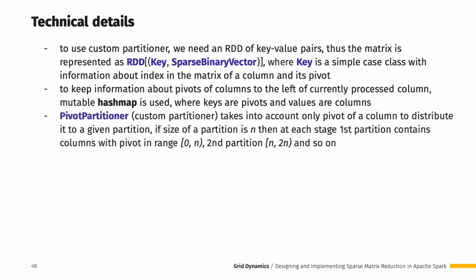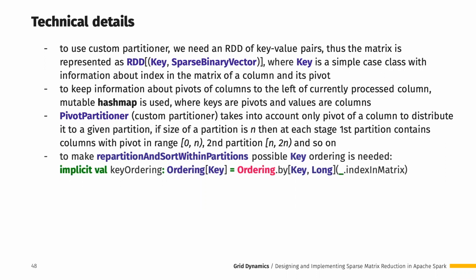So the custom partitioner that we're going to use is called PivotPartitioner, and it takes into account only pivots of columns. A custom partitioner in general in Spark needs to override one method, getPartition, and based on some kind of key, it assigns the value with that key to some partition, like an index of a partition, right? So if, for example, the size of a partition is n, then at each stage, the first partition is going to contain columns with pivot in range 0 up to n excluding, the second partition from n to 2n, and so on.